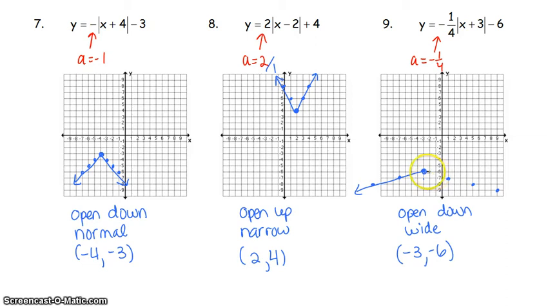Connect those points. And again, you see that the bigger your slope, the more narrow your graph is going to be. The smaller your slope in that fraction, the more wide, the more spread out it's going to be.